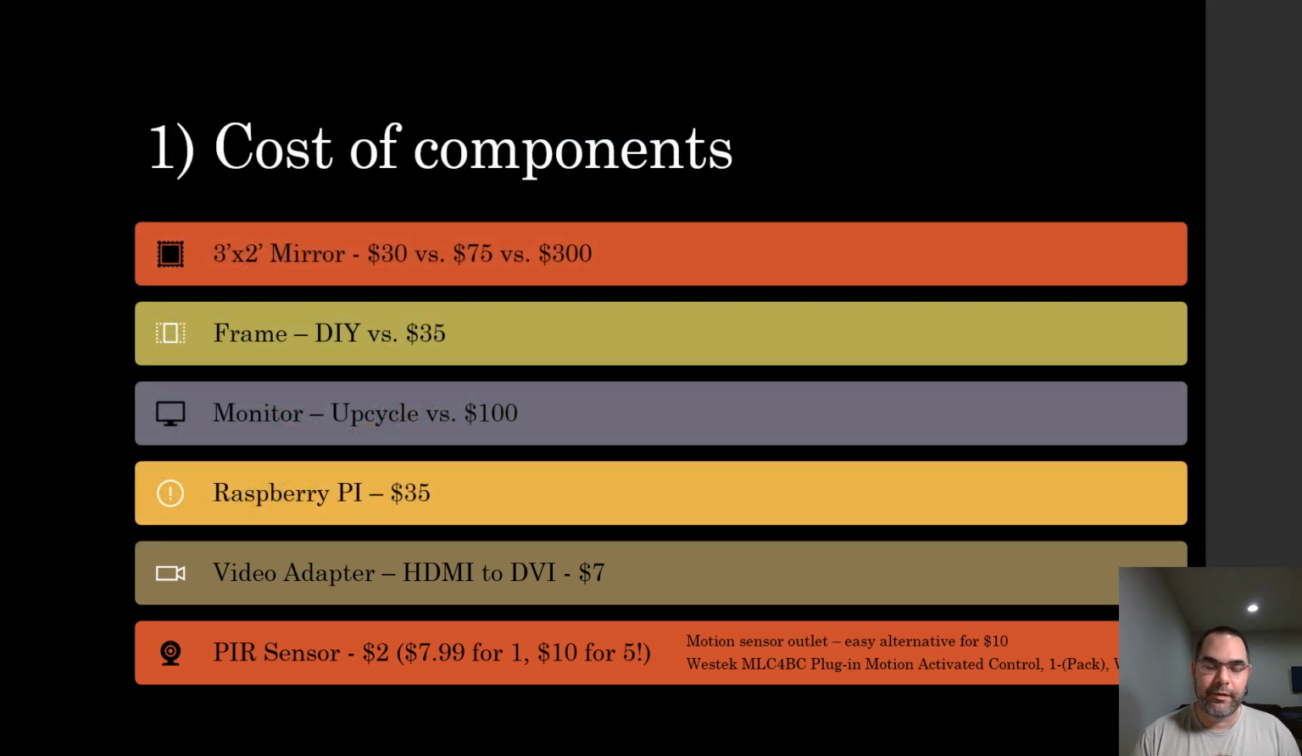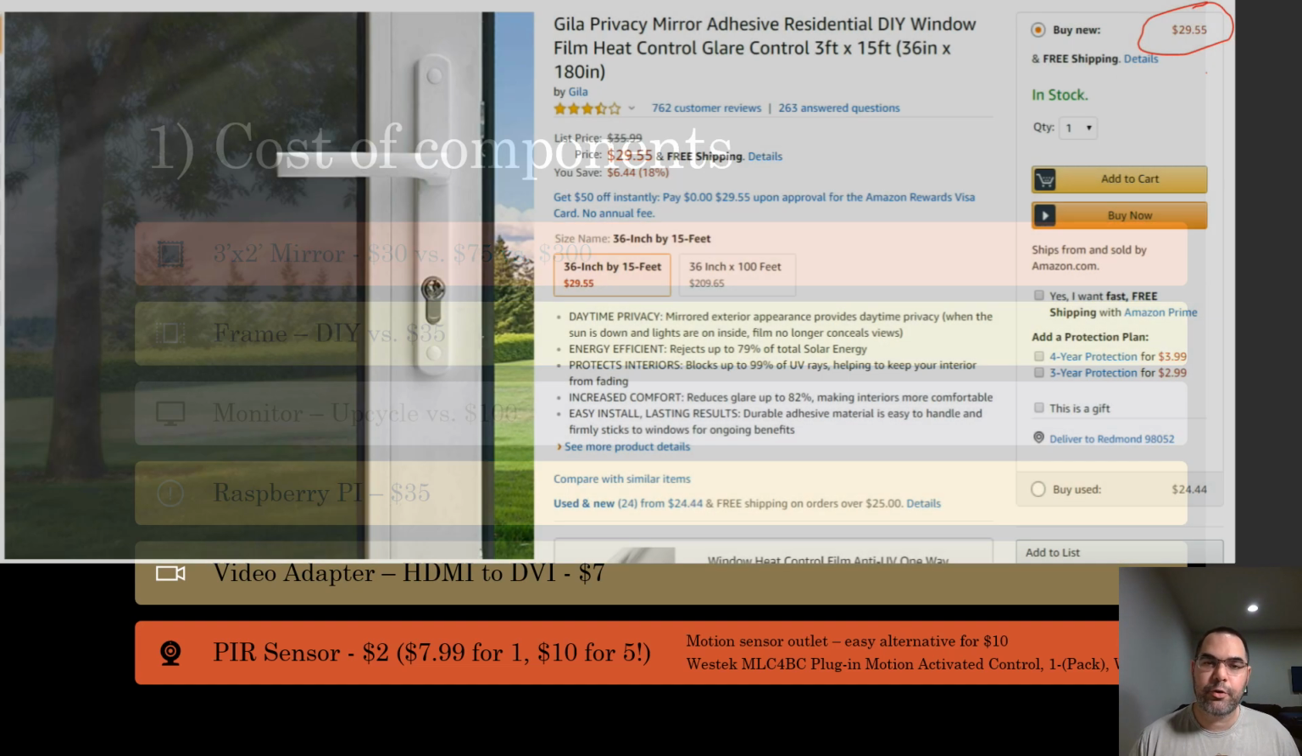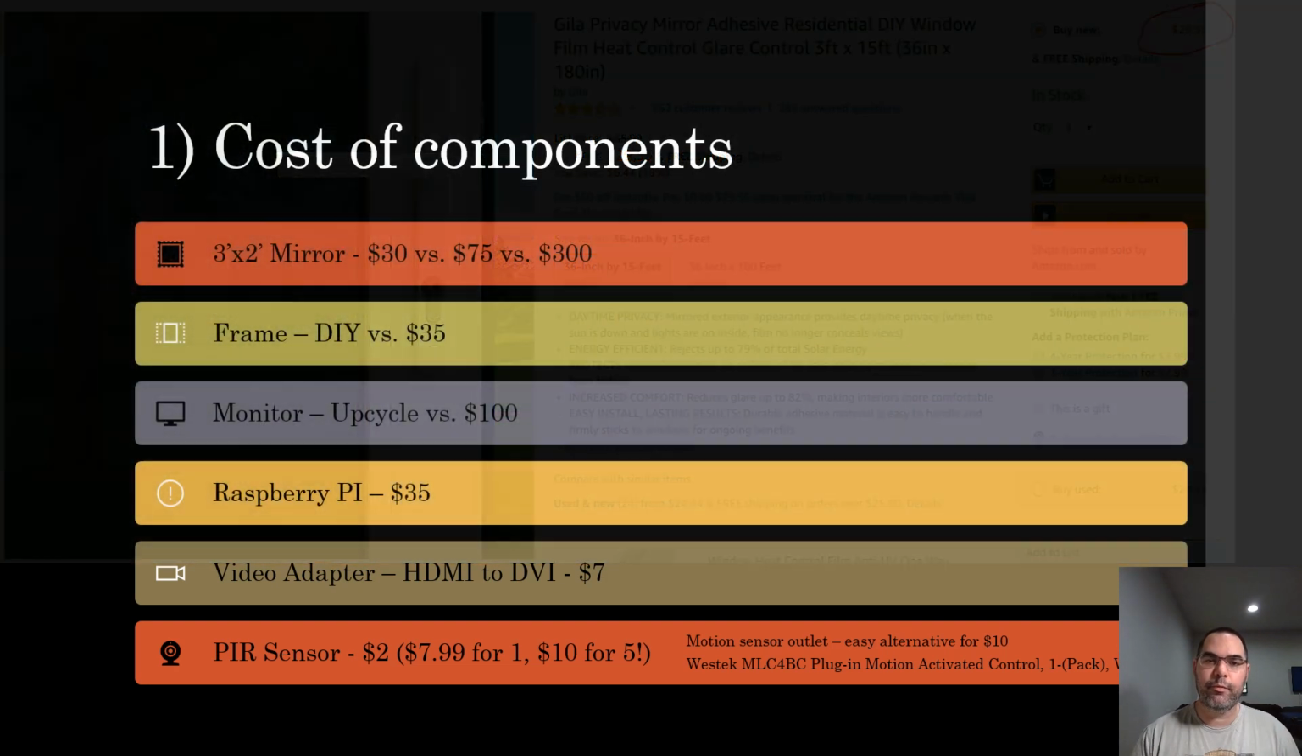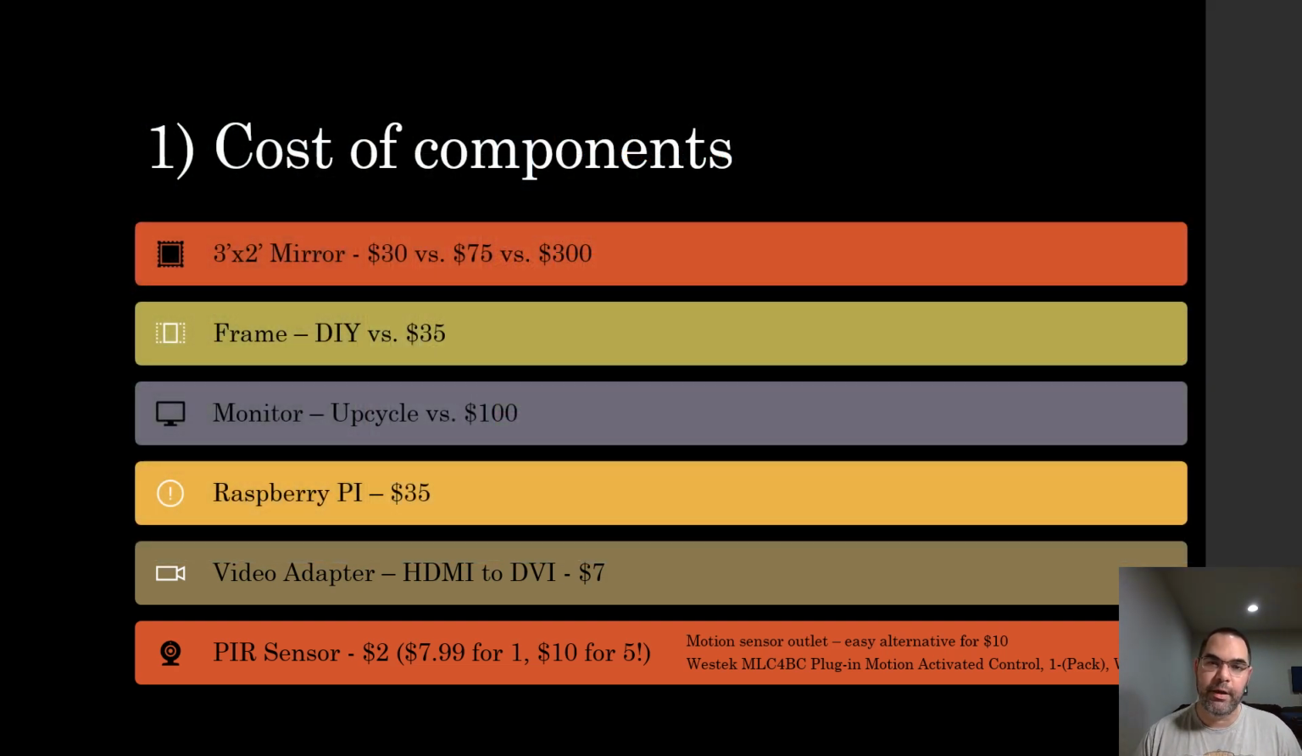Now, the mirror itself, I left for the last on purpose. I said $75, but there is a way to do it for $30. You're going to trade off the quality of the mirror, though, if you do that. The technique is basically to use a film, and you roll the film onto a piece of glass, you press it down, and then you've got a mirror.